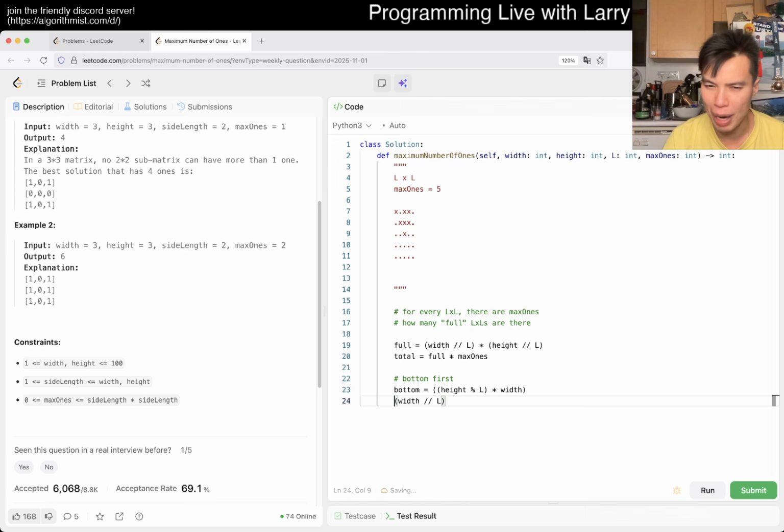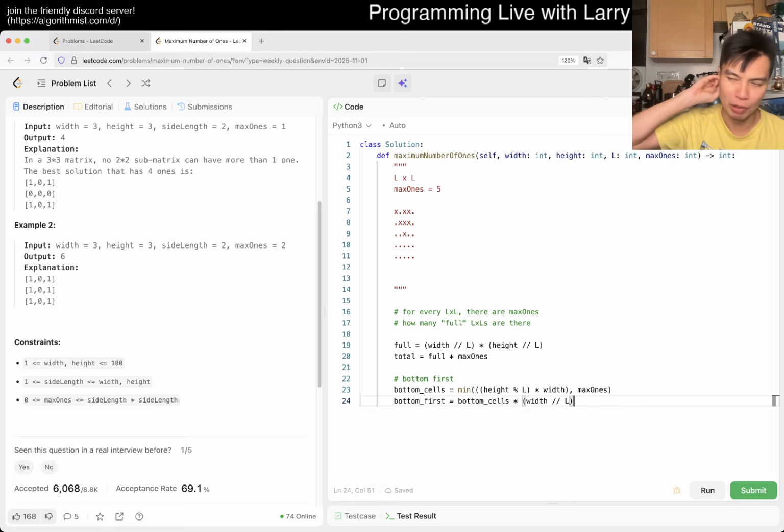So it's going to be bottom first is equal to bottom cells. So maybe this is bottom cells. So we have bottom cells times the count. But this number is also bounded by max ones, right? So we want this to be the min of either this or max ones, right? Because that's the most you can fit. And yeah, that's fine.